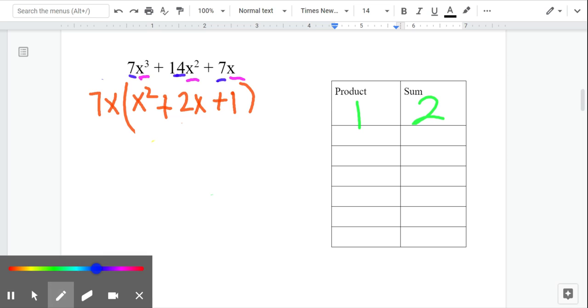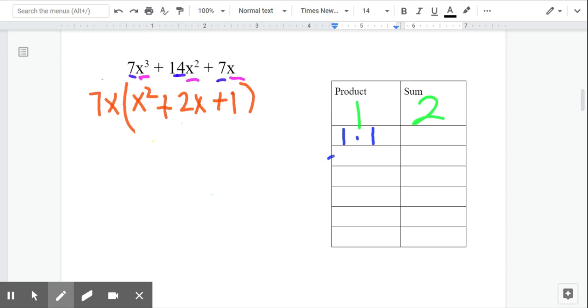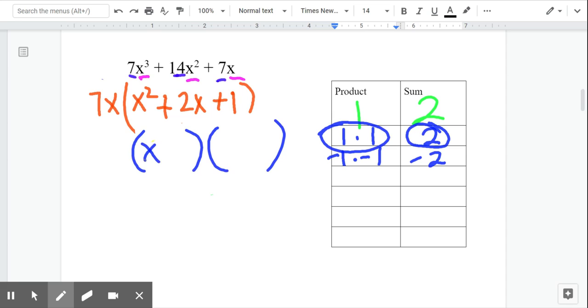So this is pretty easy. 1 times 1 is 1, and also negative 1 times negative 1 is 1. Well, which one adds up to 2? Well, if we add it together, you'll see that 1 and 1 adds up to 2. So this is what we want. And here's our answer right here, 1 and 1. So I have x plus 1, x plus 1, and then don't forget to drop that 7x down.